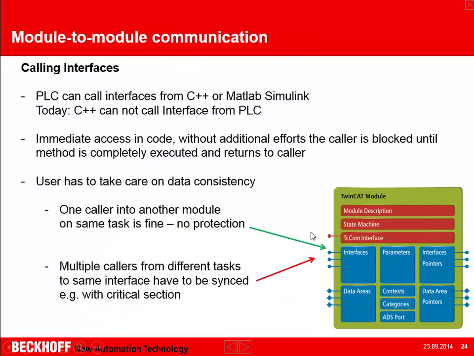Data consistency could also be provided by calling methods. If you just have one caller, for example the PLC executing a function block and then calling a C++ interface, which is implemented here, and it's just a one-to-one relationship, then it's fine. You don't have to protect something. But if you have multiple callers which want to call into your method, maybe even at the same time, then you have to make use of semaphores and protect your data and your execution here.